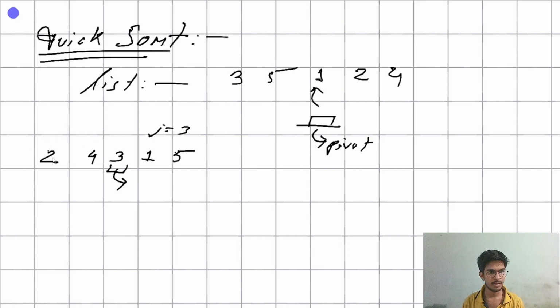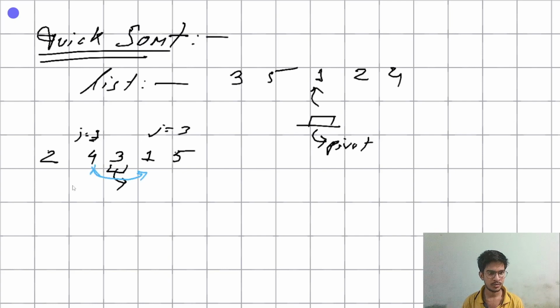So I will be incremented to I equal to 1. I will say, if 4 is less than 3, it is not. 4 is greater than 3, right? So now it stops. And if 1 is greater than 3, it's not. So 3 is also stopped. Now it will swap with each other.